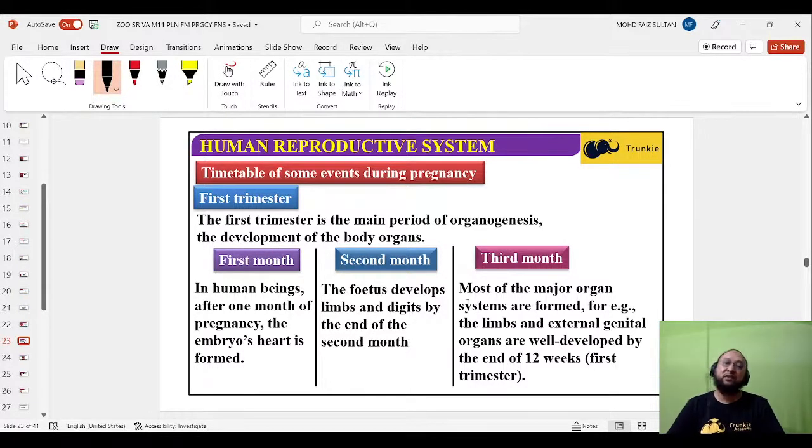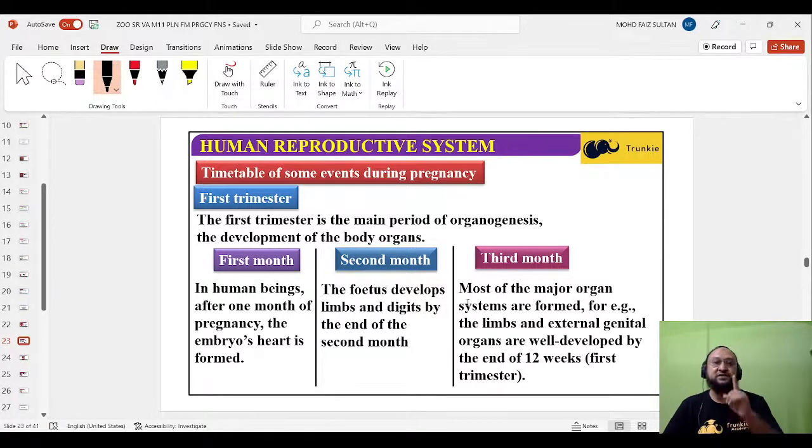In the second month, the fetus develops limbs and digits by the end of the second month. In the third month, most of the major organ systems are formed. For example, limbs and external genital organs are well developed by the end of 12 weeks, the first trimester. So by the first trimester, by ultrasonography, we can know the sex of the child.